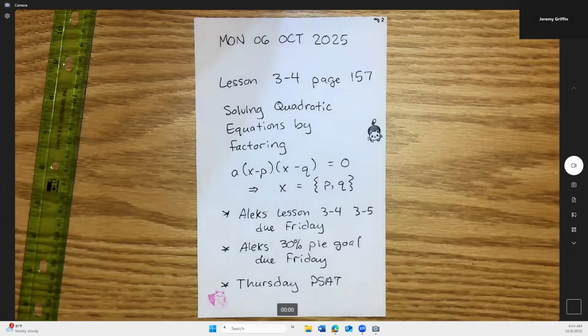Tomorrow we'll do lesson 3-5. And then Wednesday will just be an Alex and catch up day, and then of course Thursday will be PSAT, and Friday's the end of the quarter.